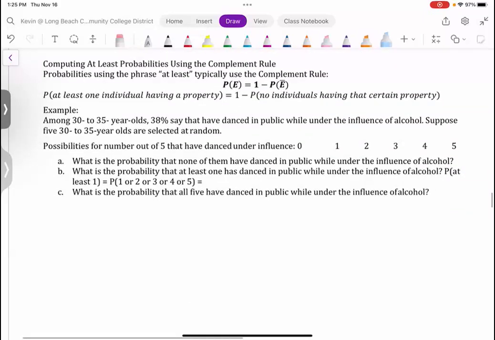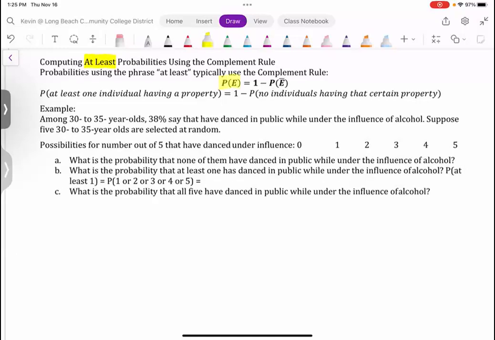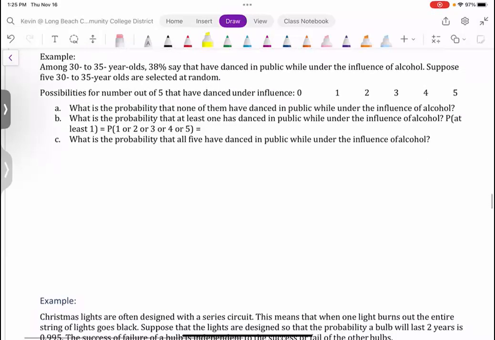All right, we're going to add a layer to this. We're going to talk about at least probabilities. And for that, we are going to use the complement rule. And you can see below where I just highlighted, it says the probability of at least one individual having a property is equal to 1 minus no individuals having a certain property. All right, so let's go to our example.